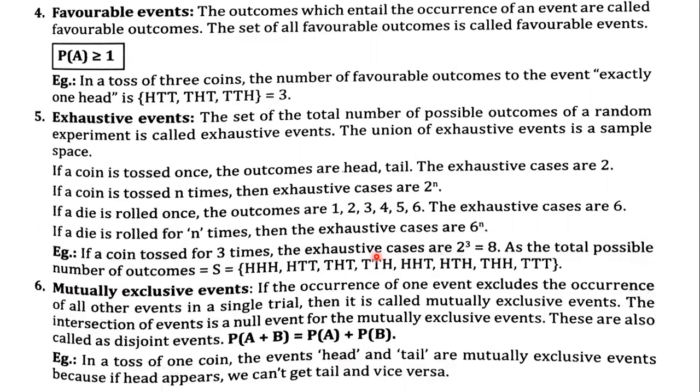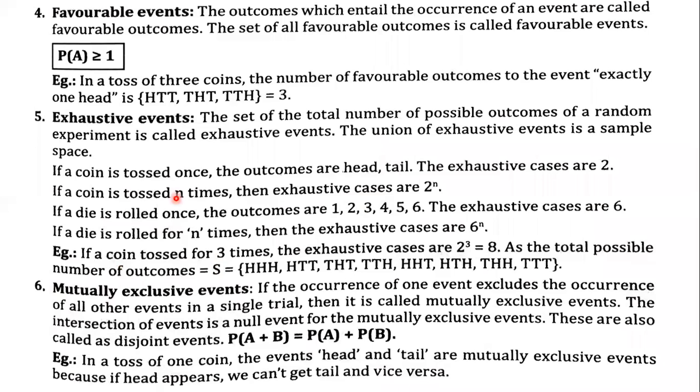Now let us see with another example. Now the 3 coins were tossed, or we'll take 1 coin 3 times. That will be easy. If a coin is tossed for 3 times, I am having 1 coin only. I am tossing it for 3 times. Okay. Now what can be the outcome of it?